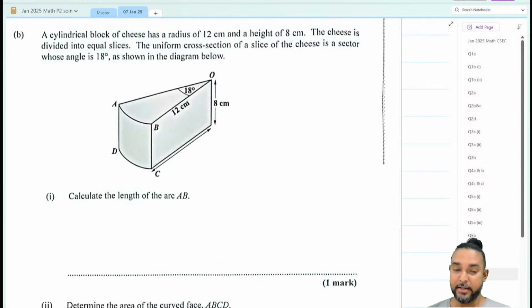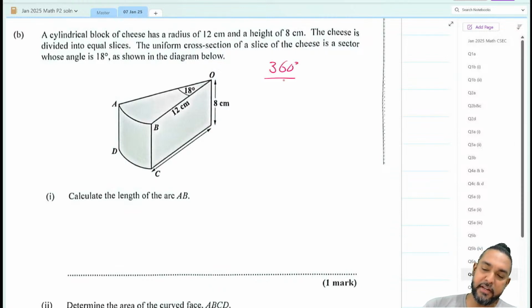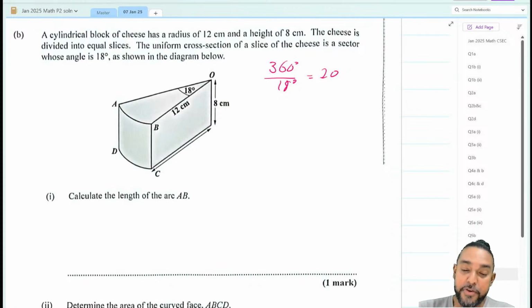I appreciate it. The cheese is divided into equal slices. Oh, that is interesting. Each slice has 18 degrees. If you take 360 and divide by 18 degrees, you have 20 slices. They didn't ask for that, but I'm just saying. The uniform cross-section of a slice of cheese is a sector whose angle is 18 degrees. The cross-section is like if you're looking at it from on top, so you're seeing the sector. You're not seeing the whole 3D thing, as shown in the diagram below.